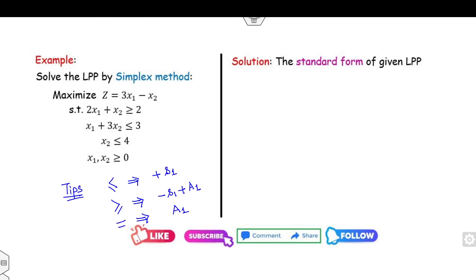Now, you can write it in the standard form firstly. So maximization, subject to. Because the constraint is of the greater than sign, you have to write minus S1 plus A1.